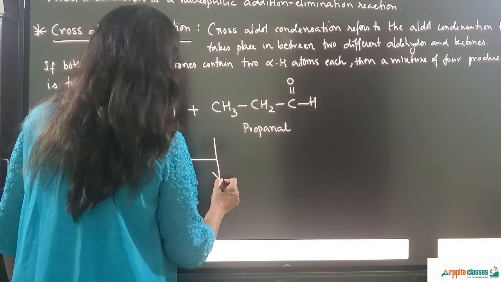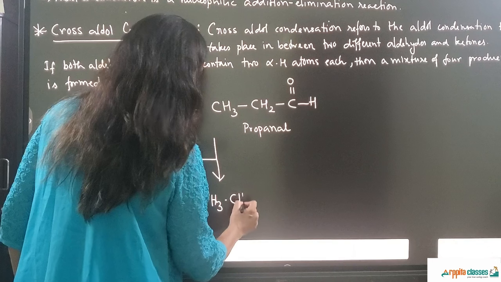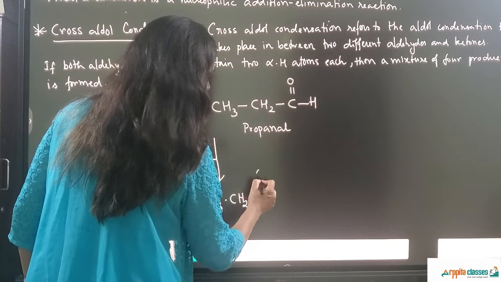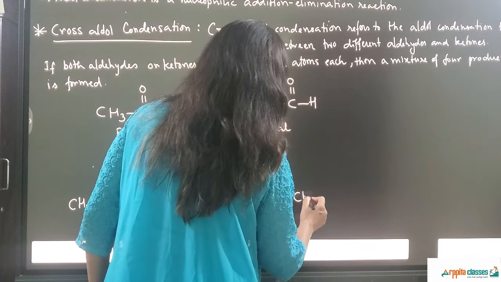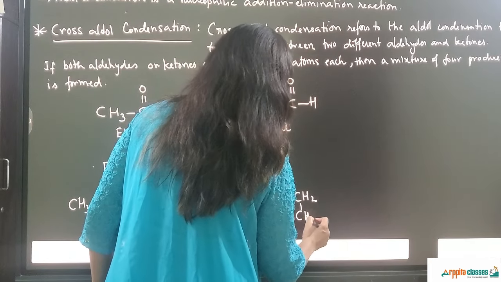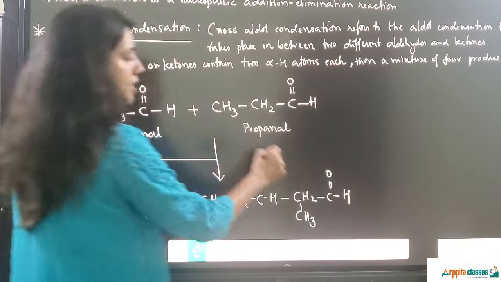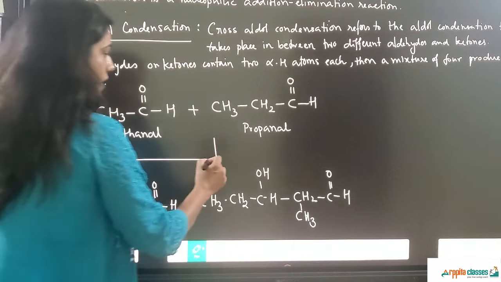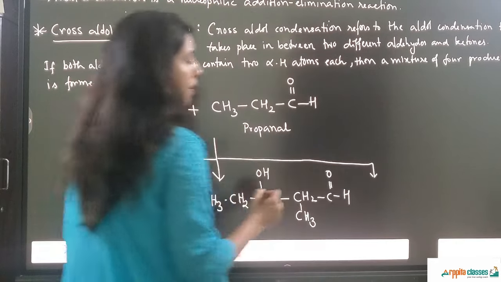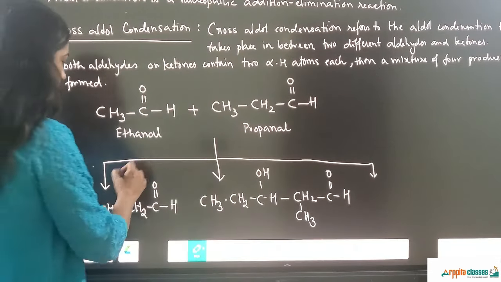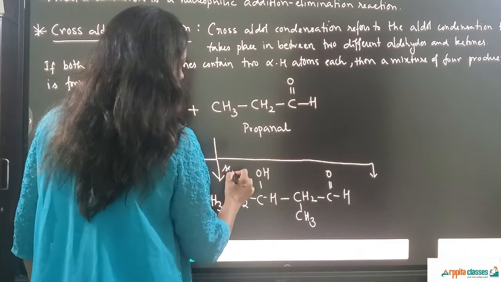So the product we get is CH3CH2CH(OH)CH(CH3)CHO. This is a self-condensed product of propanol. Okay, so if you do this, you will understand. Now the crossed product. This is self product. This is self condensation, and this is also self condensation.